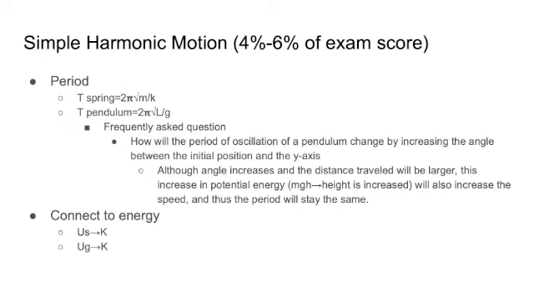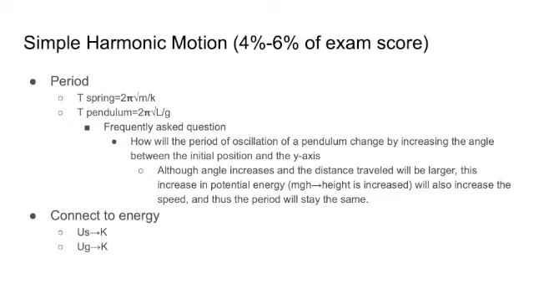The next unit is simple harmonic motion. So this unit, I feel like you just have to plug in the equations. So the period of a spring is 2 pi square root of m over k, where k is the spring constant, and the period of a pendulum is 2 pi square root of L over g.